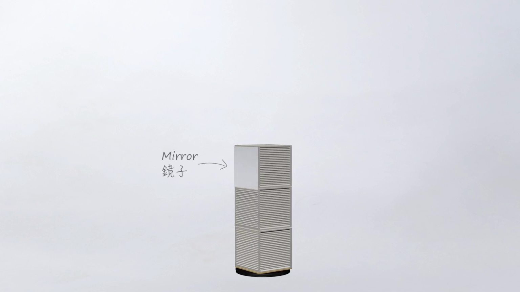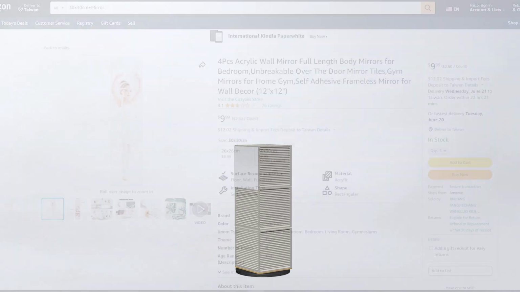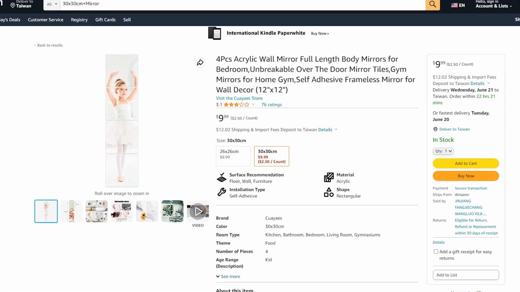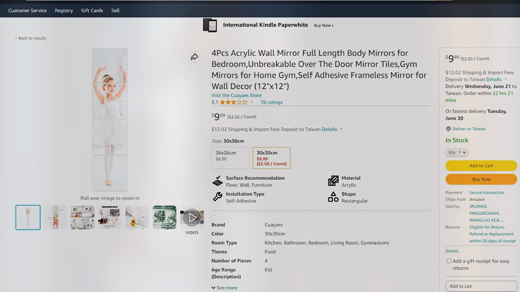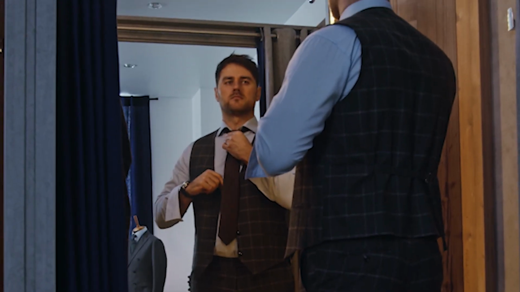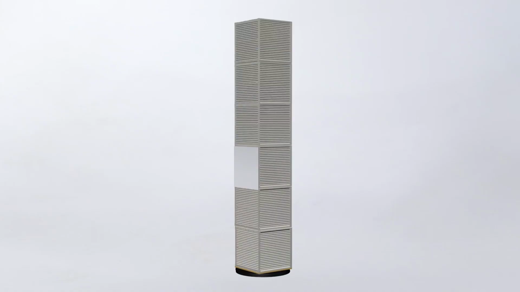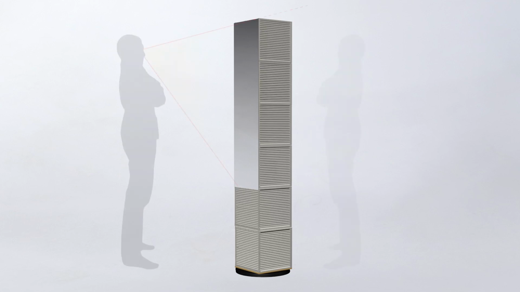Referring to IKEA, the front side is for storage purposes, while the back side features a mirror. Considering the practicality of dismantling and reassembling for future moves, using a large piece of mirror is not ideal. Therefore, I bought mirrors online with dimensions matching the Qcomb boxes, measuring 30 by 30 centimeters, taking into consideration the eye level height when using a mirror. I stacked 6 Qcomb boxes together, reaching a total height of 180 centimeters.